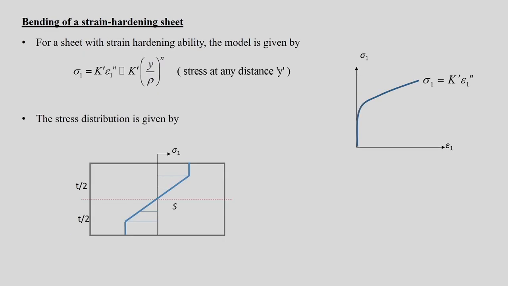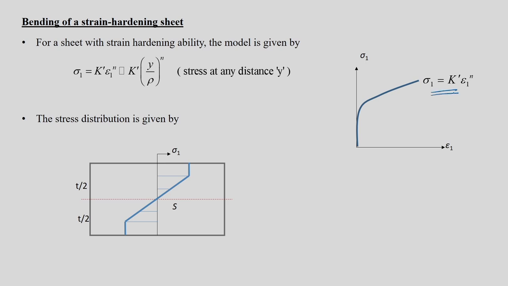The next case is a general case, which is what is important for us. You are bending a strain hardening sheet, which means somehow you have to bring the strain hardening part into the equation. So, that is why we are saying it is sigma 1.